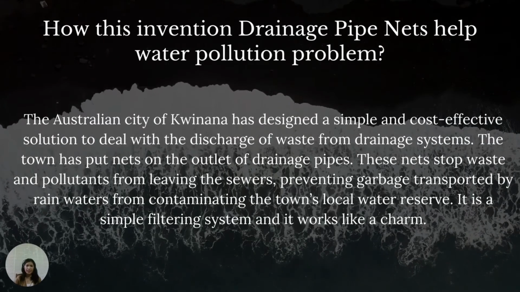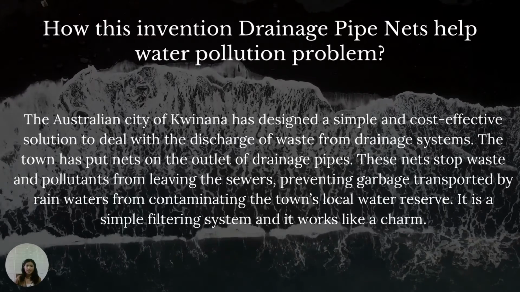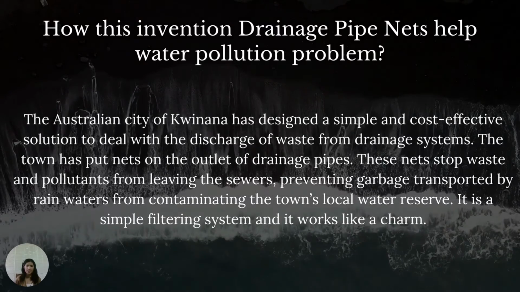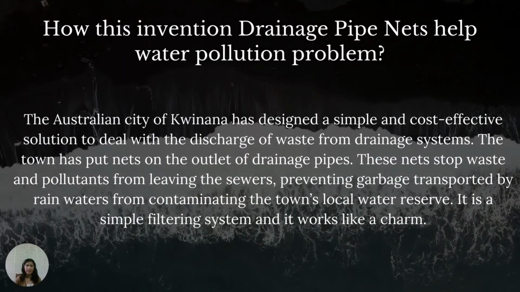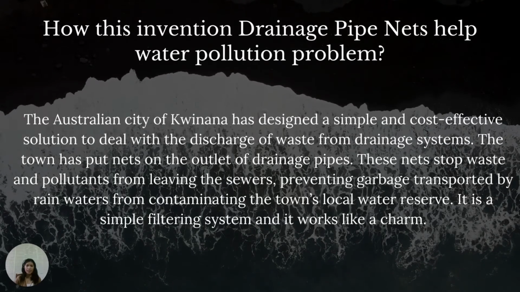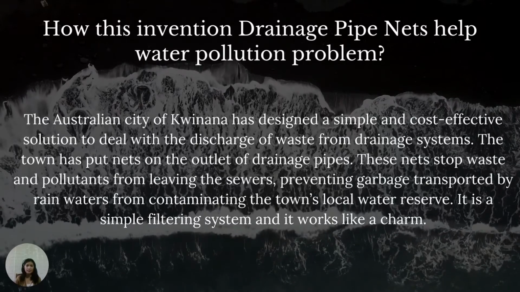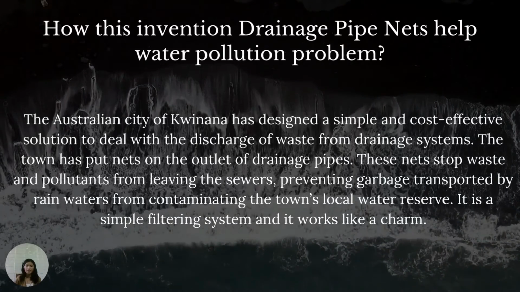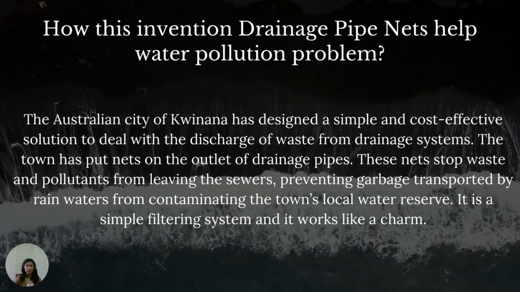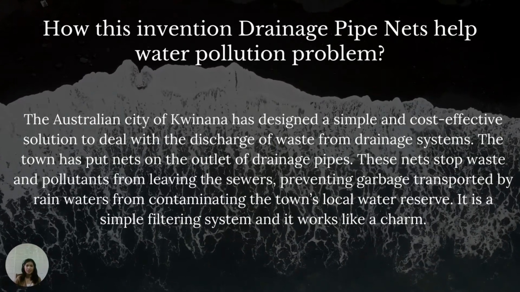How does this invention, the drainage pipe net, help the water pollution problem? The Australian city of Kwinana has designed a simple and cost-effective solution to deal with the discharge of waste from the drainage system. The town has put nets on the outlets of drainage pipes. These nets stop waste and pollutants from leaving the sewers, preventing garbage transported by rainwater from contaminating the town's local water reserve. It is a simple filtering system and it works like a charm.